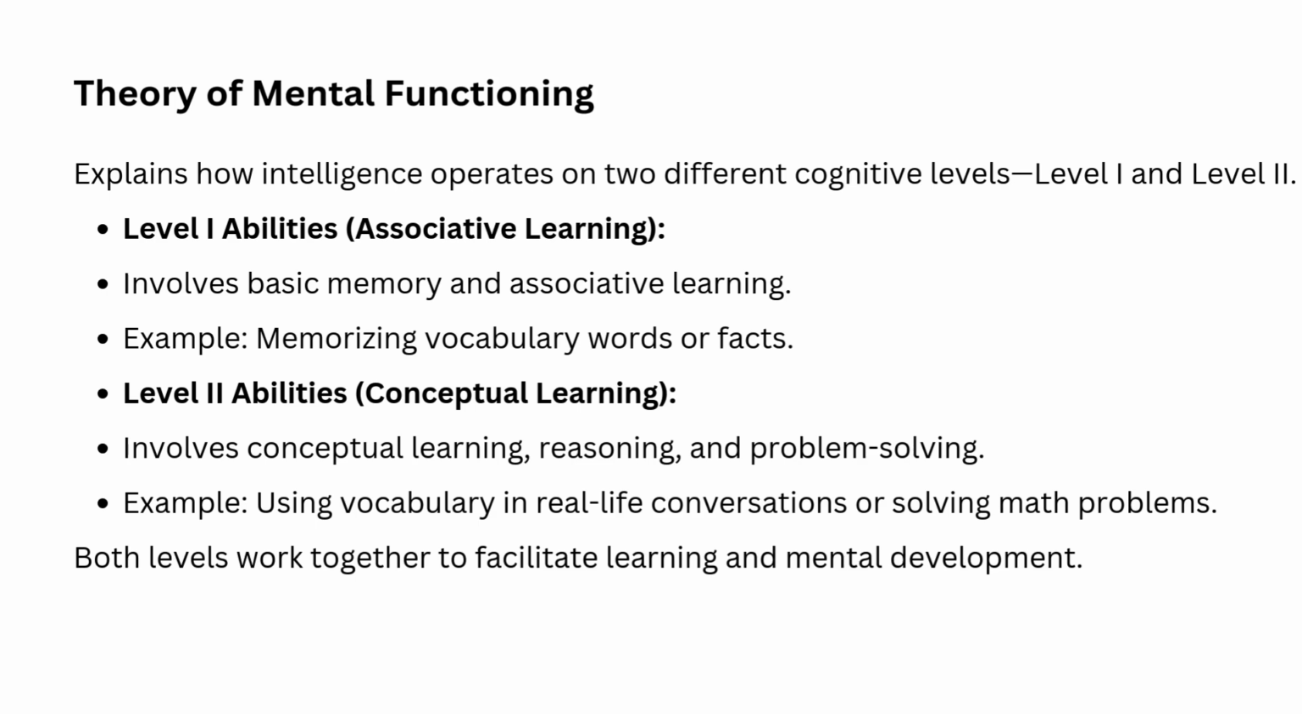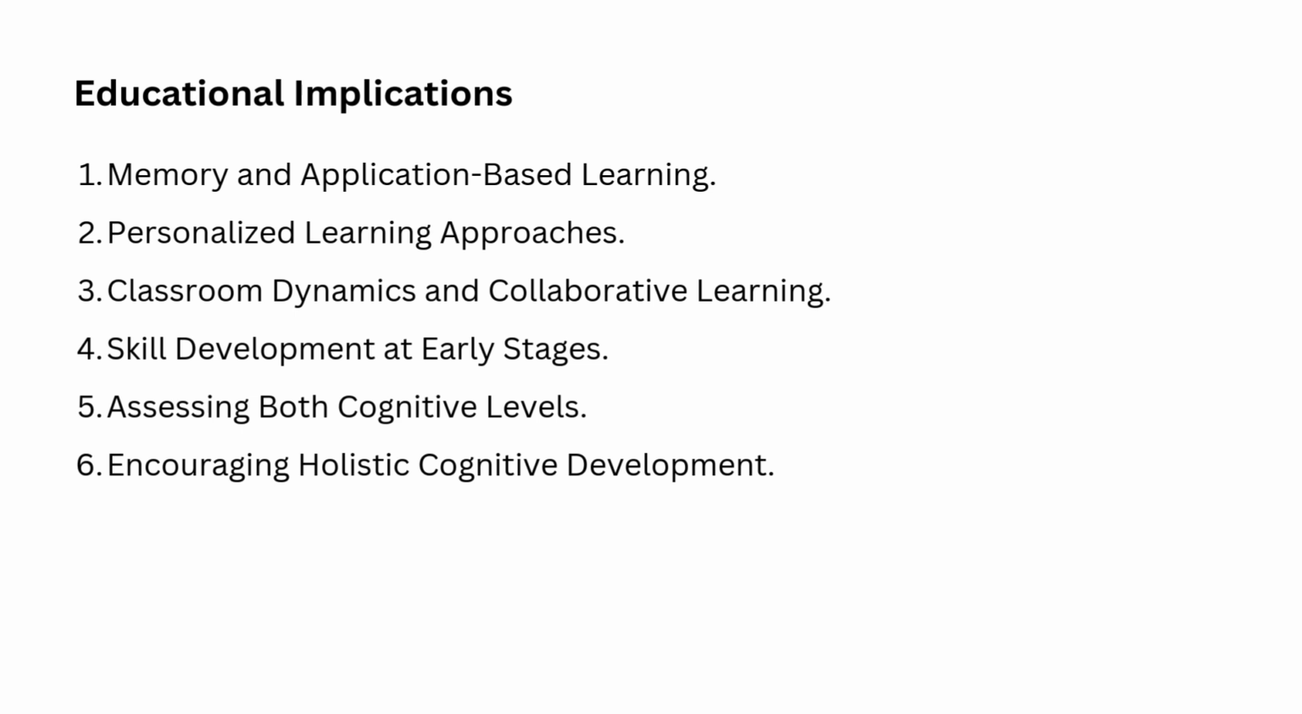Now that we understood the theory, let us move on to the educational implications. Point number 1. Memory and application-based learning. Teachers can develop a balanced curriculum that strengthens both memorization, which is level 1, and reasoning, which is level 2. For example, while students should memorize essential facts, they should also be given the chance to apply these facts in real-world scenarios.